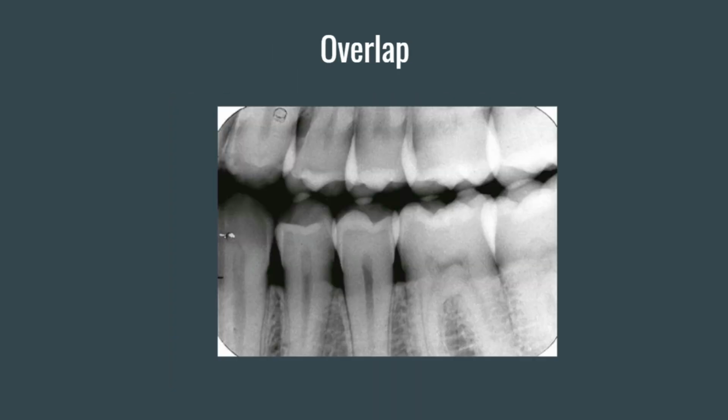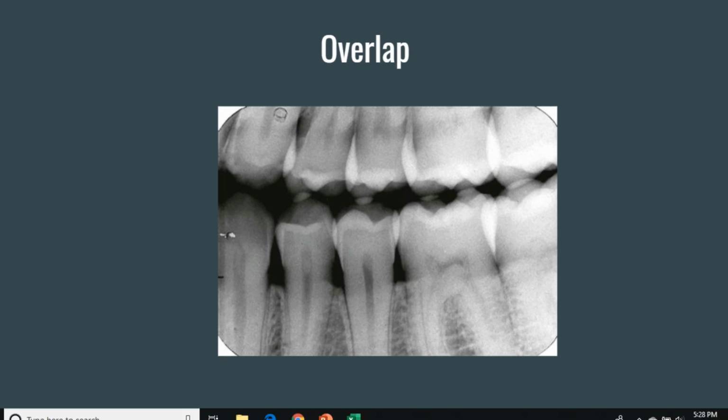Okay. Then we have some of our angulation errors. This first one is called overlap. And this is an error with our horizontal angulation because our contacts appear overlapped on the film. So instead of that beam going straight through the contacts, it's basically cut through the sides of the contacts. So you can see here, there's an overlap. Here, there's an overlap.